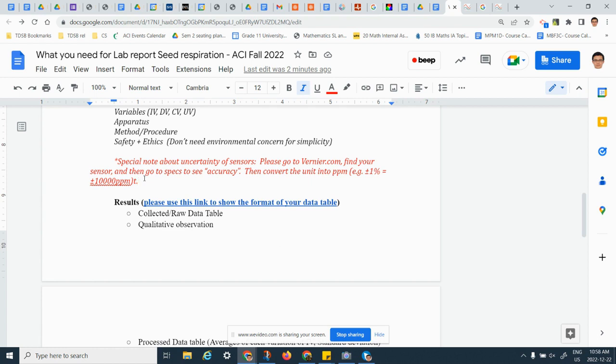Okay. Now, if you are using the other sensors, do check what their specific accuracy is. It could be, and most likely will be, different. You guys good?